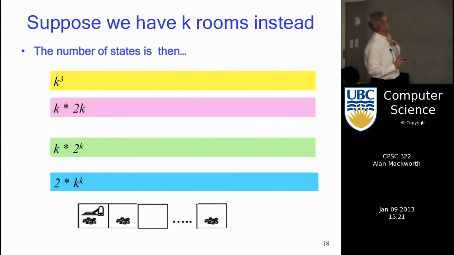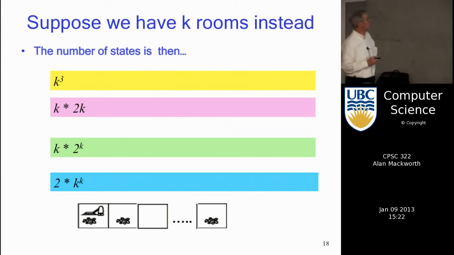So let's generalize this problem. It's a bit boring to have only 2 rooms. Suppose we had K rooms. Get your cards ready, get your thinking caps on. How many states do we have? There are K rooms. How many different worlds could we have? How many ways could this world exist? How many different ways could we position the dirt in both rooms and the robot in one of the rooms?